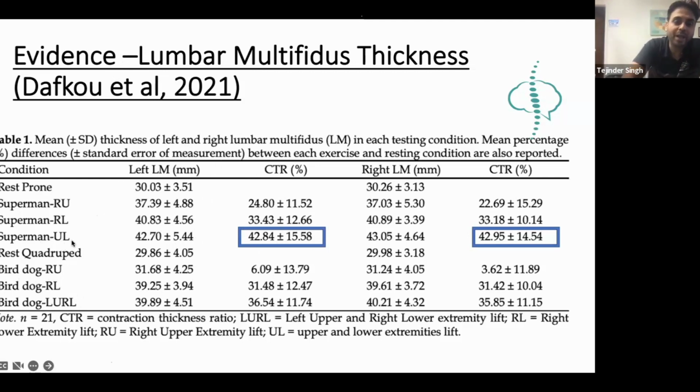found that the Superman of the upper extremity was the best position to activate multifidus. So if you're trying to activate multifidus on the left, Superman on the right side would activate it, and vice versa.